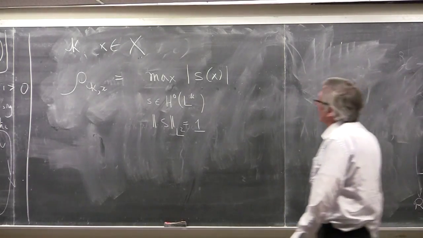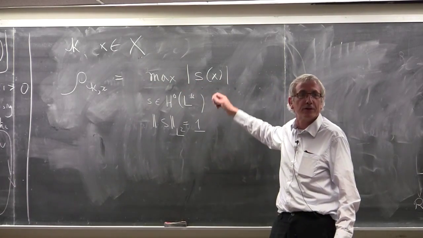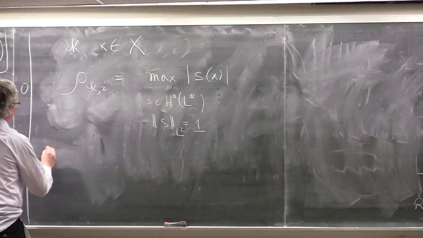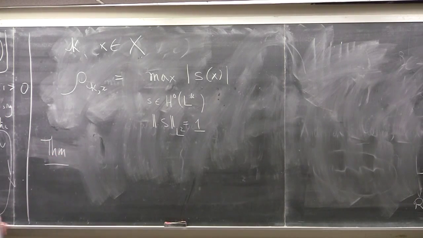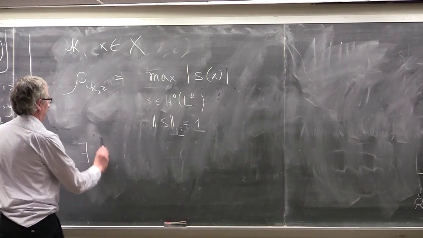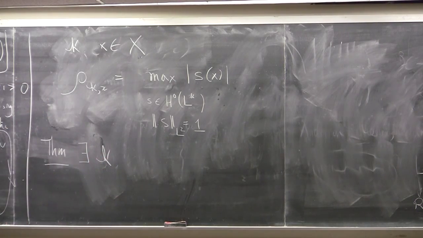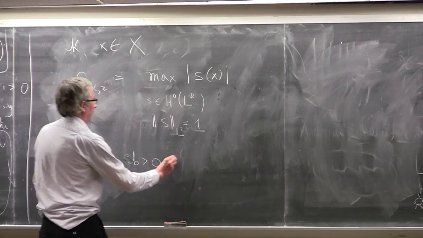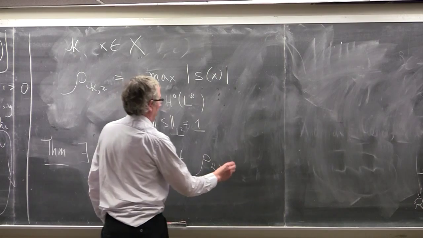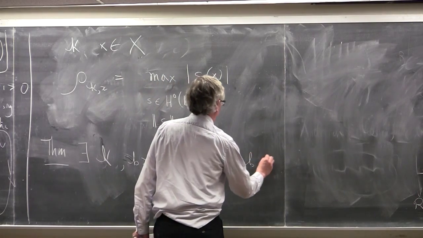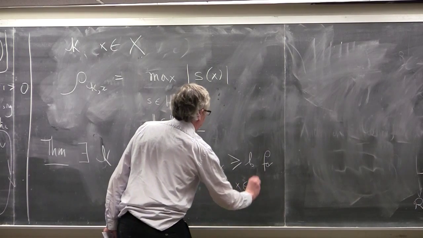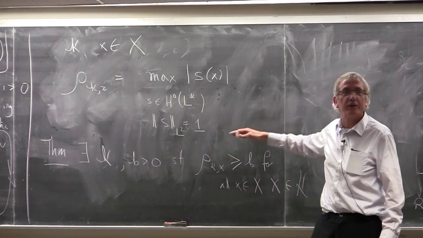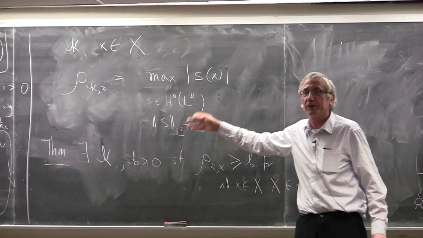But the crucial thing that we want is to get a uniform positivity over all manifolds in our class. So the essential theorem is to say there exists some K. In fact, we can take K to be arbitrarily large. Given any number, we can take a number bigger than that, and B bigger than zero, such that rho_k(x) is bigger than or equal to b for all x in X and X in our class. So for large enough k, we get a universal lower bound over all the things we're considering.